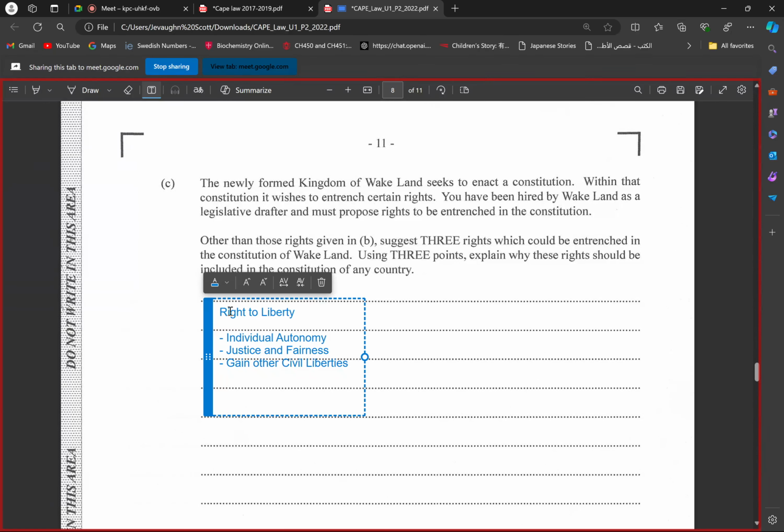What do you think must be in our constitutions? What right? Let me check the chat. Right to life. Okay. Why is the right to life important? Because all other rights basically stem from it. Okay. Anything else?